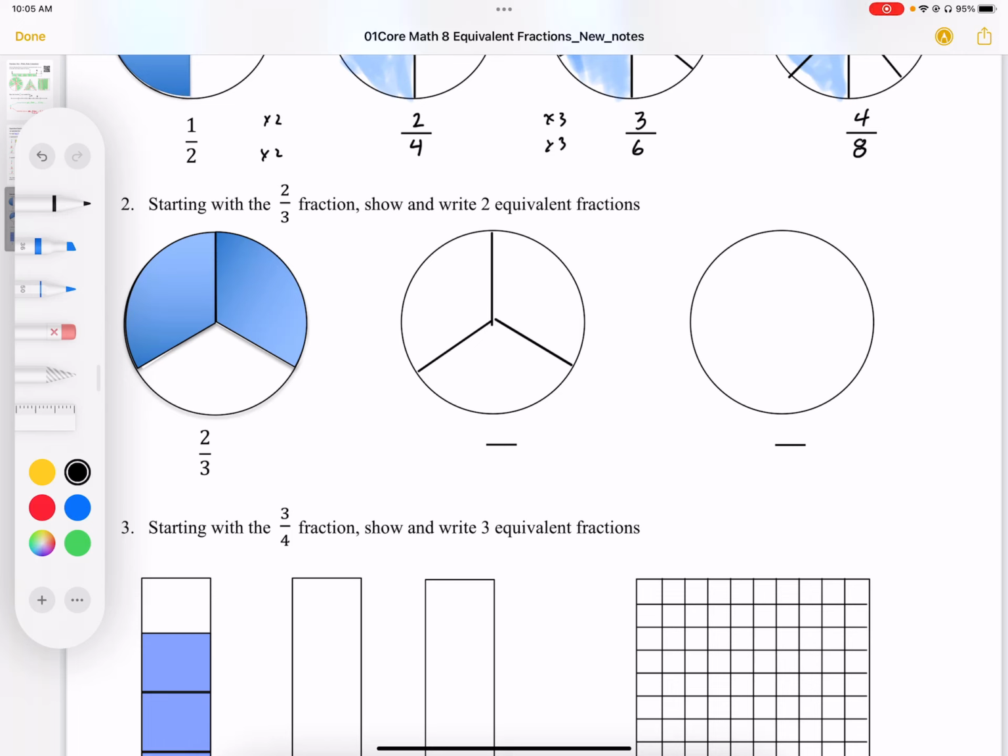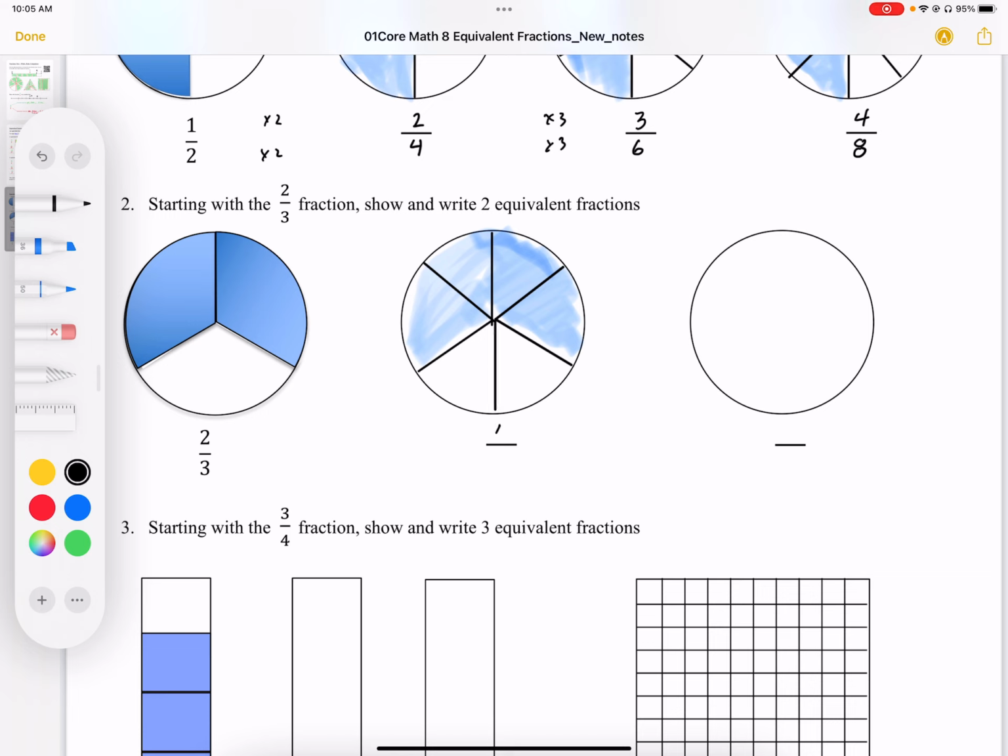For number 2, we have a 2/3 fraction to start with. I did my best here to copy the original 1/3 slicings. Again, our equivalent fraction has to have the same area as the one that we're starting with. So we need to have a shaded area here. And I'm going to do this into groups of 2. So I'm going to times by 2. So I'm going to just slice all these into halves.